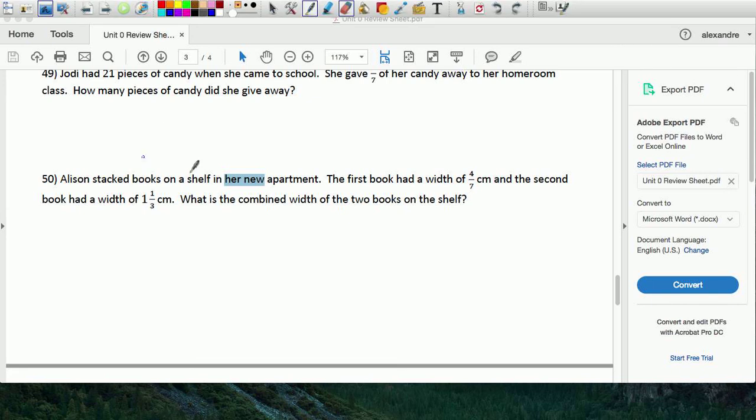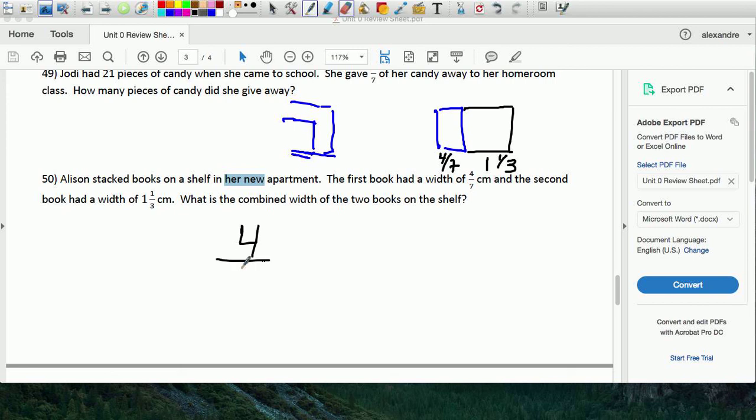So, here's a bookshelf. So you have a book, right? Here's a book. There's two books next to each other. So the first book, the width is 4/7. The second book, the width is 1 1/3. So they want to know what's the combined width. Really? That simple? Okay. So 4/7 plus the width of the second book.